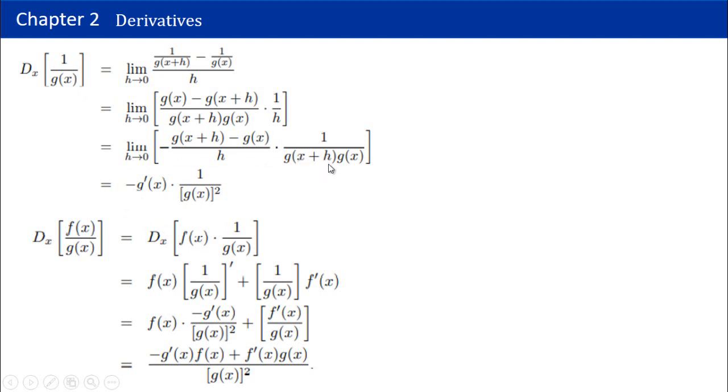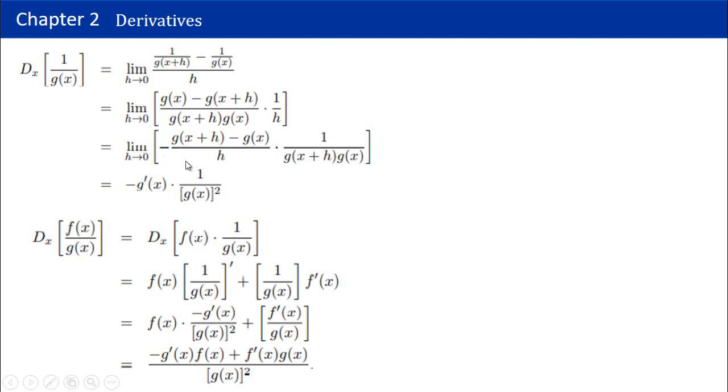So, that is g of x times g of x. We know that this is equivalent to negative g prime of x. You know? By definition. Yeah. This will become 1 over g of x squared because that will go to 0.